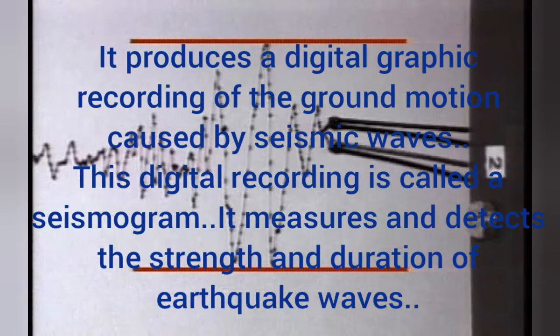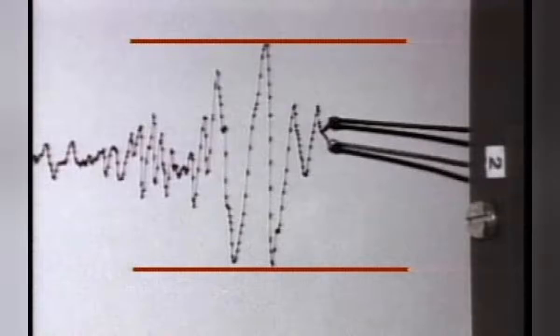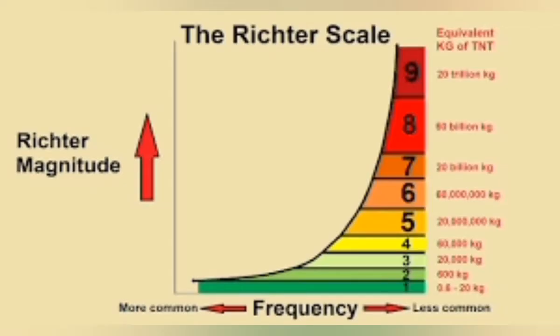So a seismograph produces a digital graphic recording of the ground motions caused by seismic waves, and this digital recording is called a seismogram. It measures and detects the strength and duration of earthquake waves. The Richter scale measures the largest wiggle or amplitude on the recording.